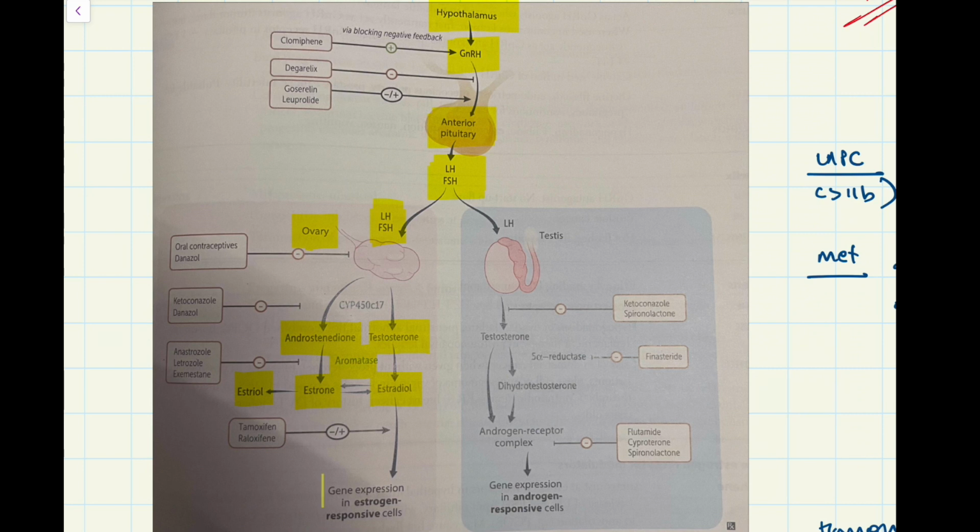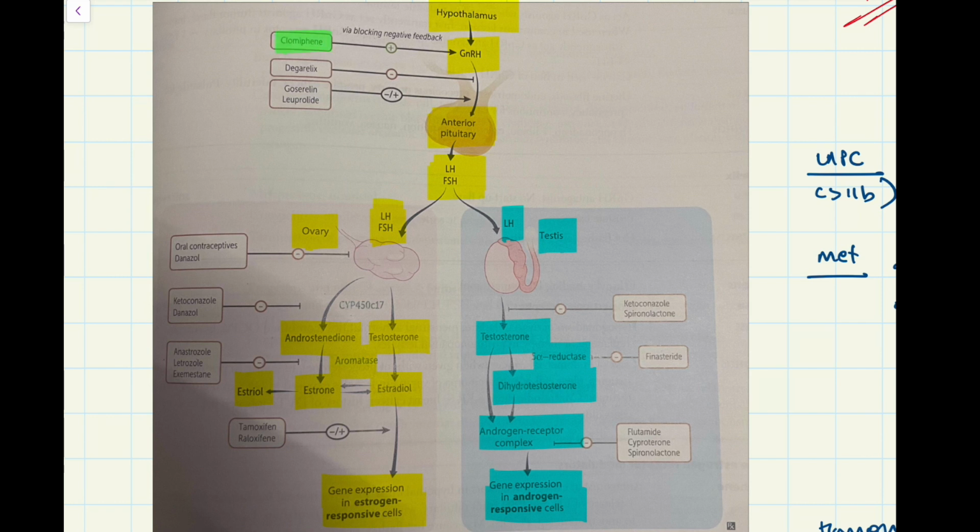And finally, they cause gene expression in estrogen responsive cells. In the males, the LH will act on the Leydig cells of the testes to produce testosterone, and testosterone converts into dihydrotestosterone by 5-alpha reductase, and they both act on the androgen receptor complex and cause gene expression in the androgen responsive cells.